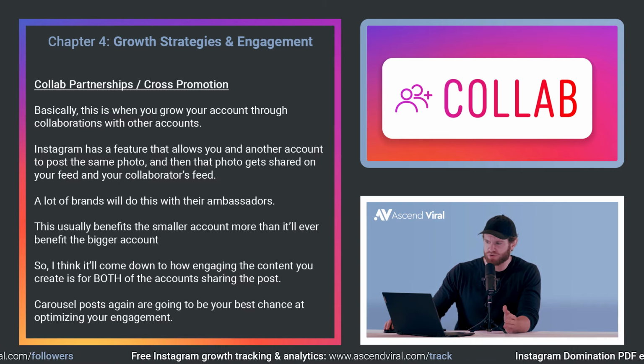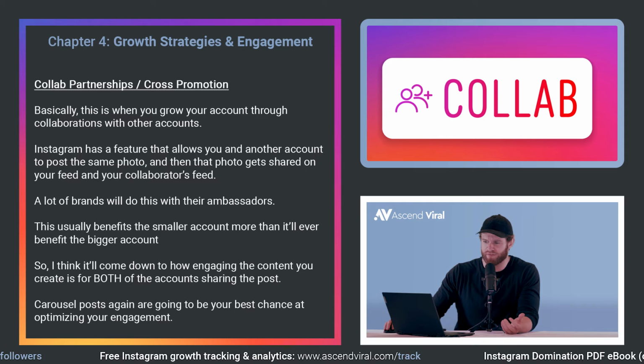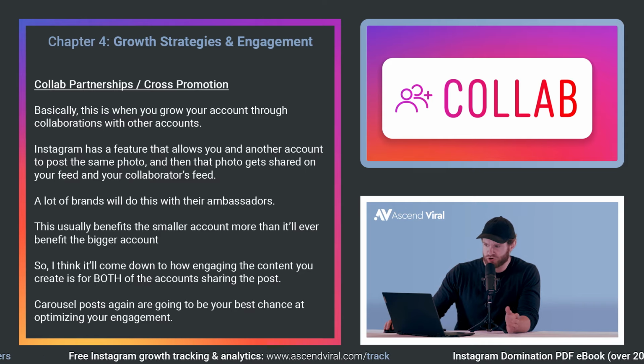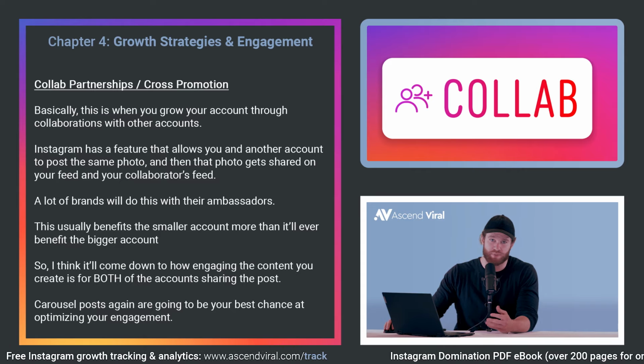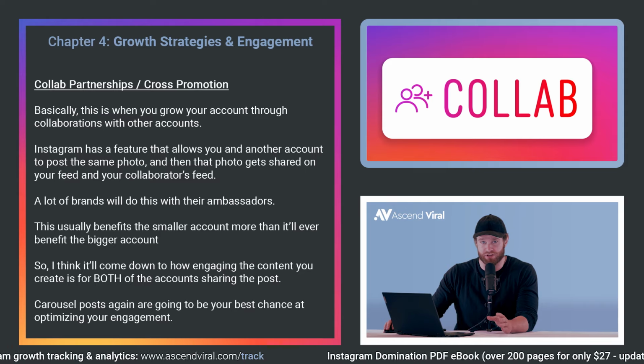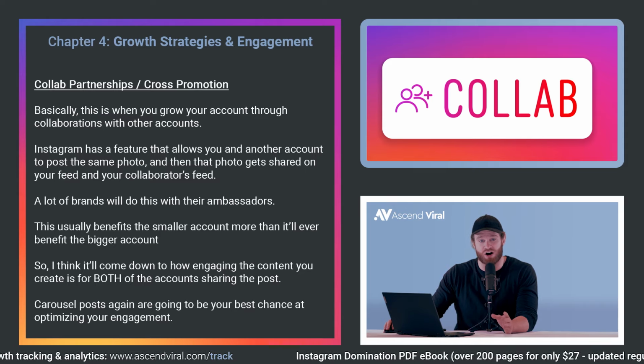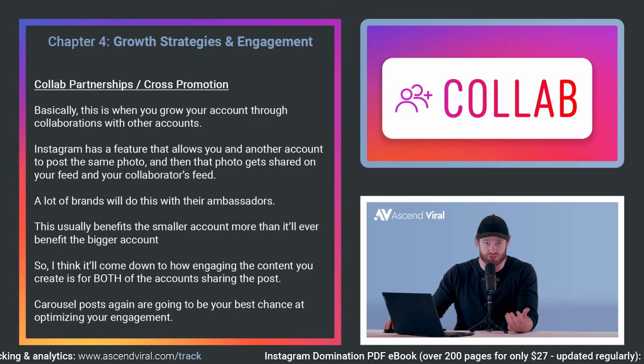From what I've seen, it usually benefits the smaller account more than it'll ever benefit the bigger account. The bigger account will usually struggle with reach, and I think it could be seen by many people as an advertisement or a paid promotion. I think if you own a brand and you can work with influencers and celebrities, I would definitely consider using this as often as you can, assuming you get good results from it.